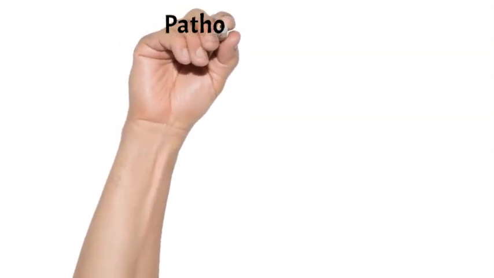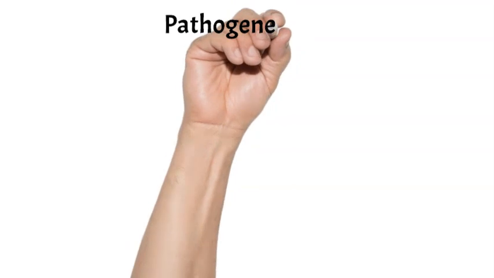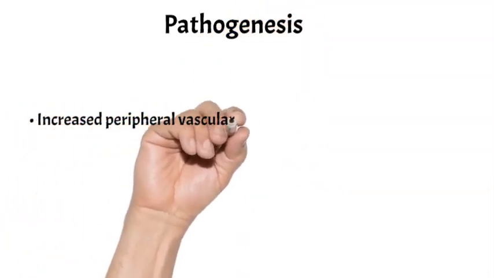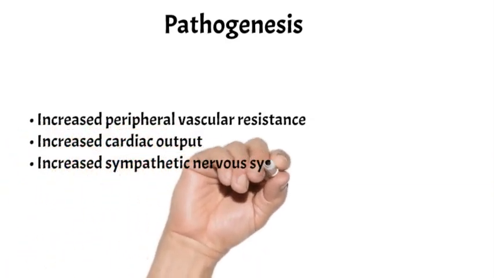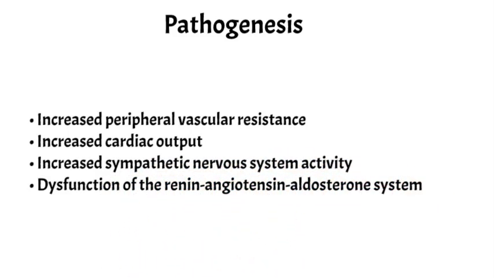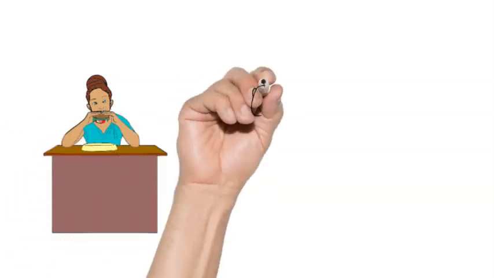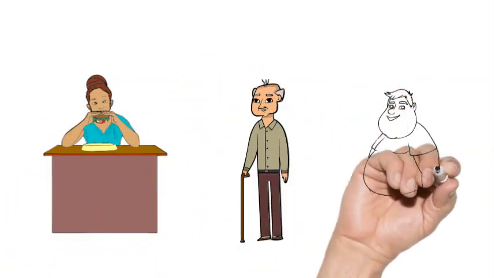Now, let's dive into the pathogenesis of hypertension. Hypertension can be caused by a number of factors, including increased peripheral vascular resistance, increased cardiac output, increased sympathetic nervous system activity, and dysfunction of the renin-angiotensin-aldosterone system. These factors can be influenced by a variety of lifestyle and genetic factors, as well as underlying medical conditions such as diabetes and kidney disease.